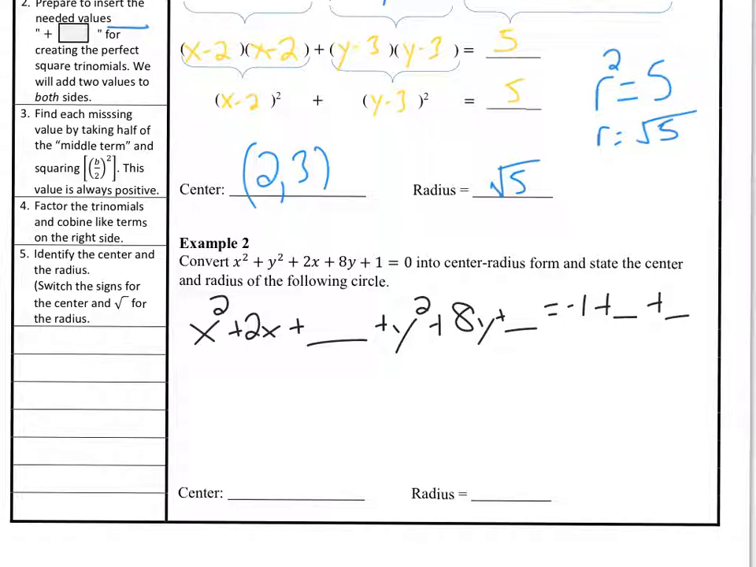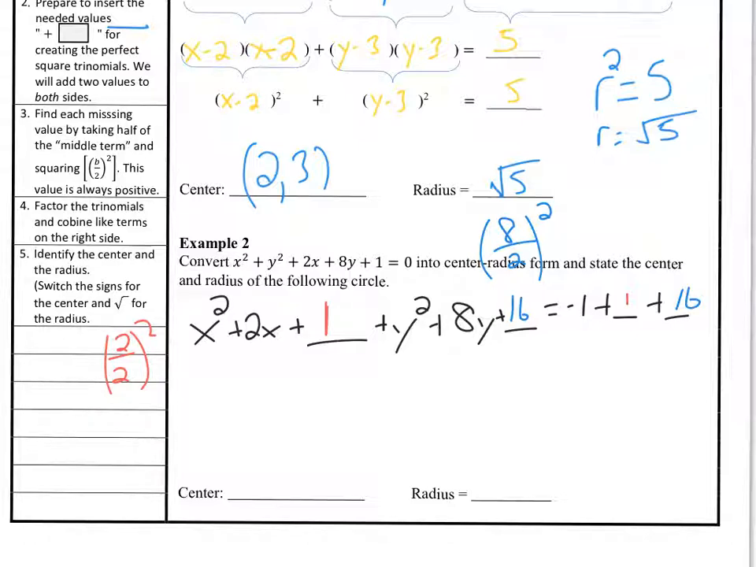Once you have it all grouped together, you can figure out what's going inside the blank, or the box if you want to make a box. The first one is going to be half of 2 squared. Well, half of 2 is 1. 1 squared is still 1. So I'm going to take that 1 and add it to both sides. Now I need to do the same thing with the 8. So half of that, 8 over 2, quantity squared, that's 4 squared. So I'm going to be adding 16 to both sides.